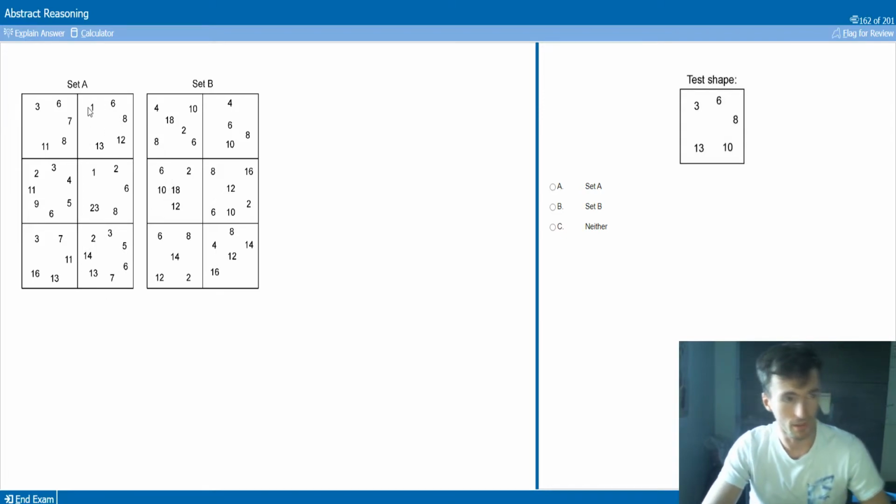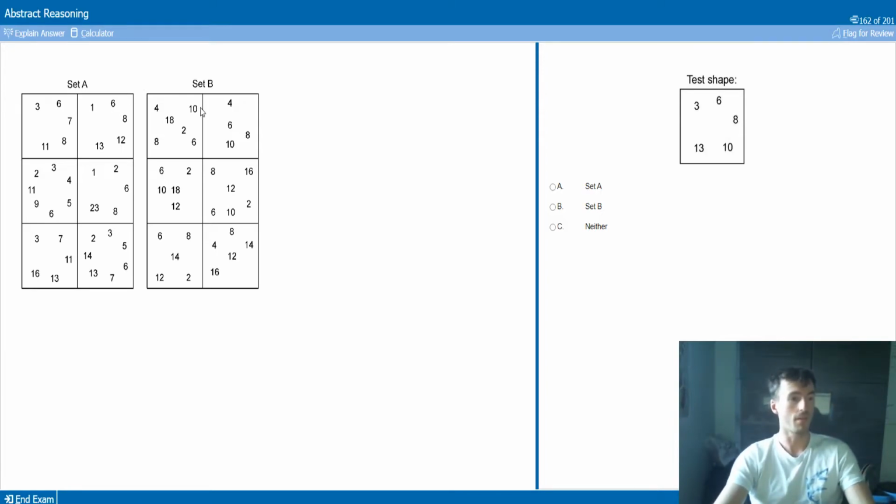Okay, maybe that's the rule. Ascending order, starting from the top left, going clockwise, and then do we have an equivalent one here? No, we're not too sure there, but... Oh, okay, so this always has an odd number of numbers in the box.